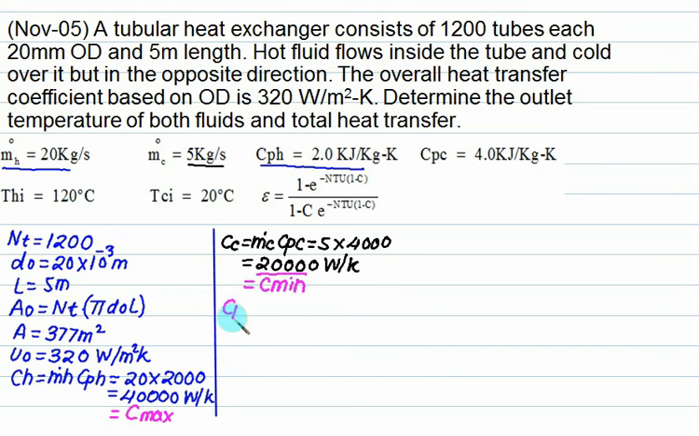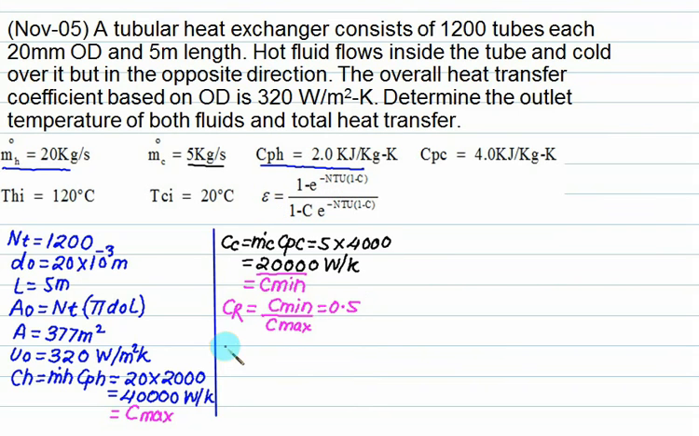So we have Cr equals C minimum by C max. C minimum is 20,000 divided by 40,000, so this value equals what? 0.5. Now if we know the NTU, we can calculate effectiveness.